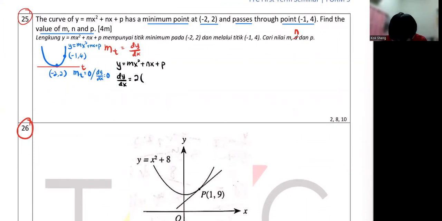The power of x times, and then minus 1. The nx is the same; the power here is 1. And the last one, plus p. Plus p has no x, so plus p will become 0. So you get 2mx plus n. That is your dy over dx. So from here, we know the mT already. The mT is equal to 2mx plus n.